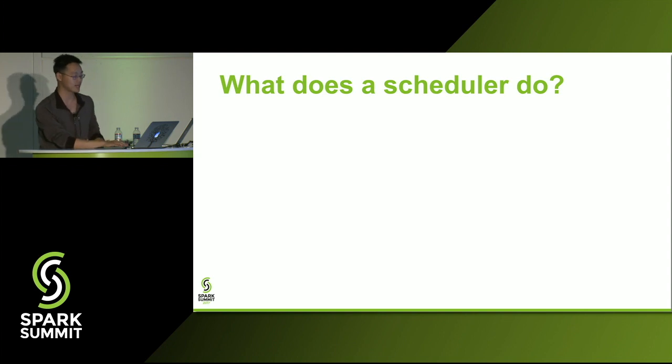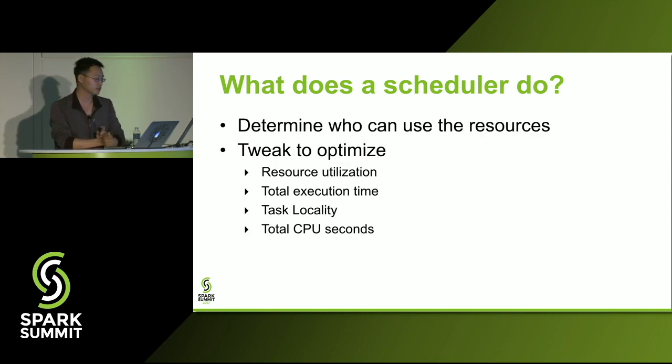Okay, what exactly does a scheduler do? The scheduler will determine who can use the resources. But you can do a lot of tweaking to the scheduler in order to maximize your resource utilization, in which case it will reduce your total execution time. The execution time is the time between your first task being executed and the last task being finished. It doesn't include the time you wait for your Spark context to be initialized. Secondly, you can improve your task locality, which will reduce your total CPU seconds. This is separate from total execution time.